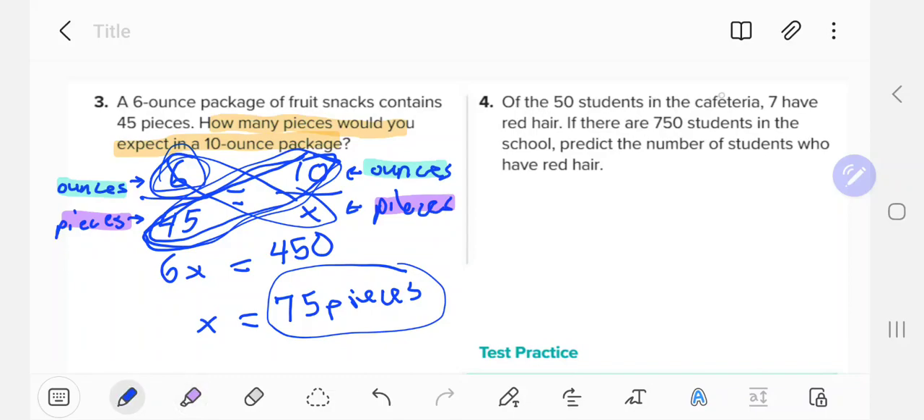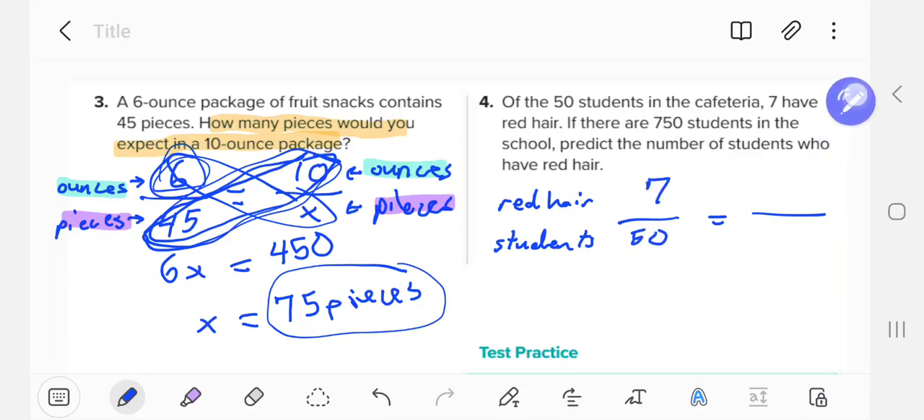Of the 50 students in the cafeteria, 7 have red hair. If there are 750 students in the school, predict the number of students who have red hair. So we're doing total students, right? So total students in our proportion and just the students with red hair. Those are the two quantities that we are relating. So it says 50 total students and 7 have red hair. So I'm going to have the red hair students up here, and the total students down there.